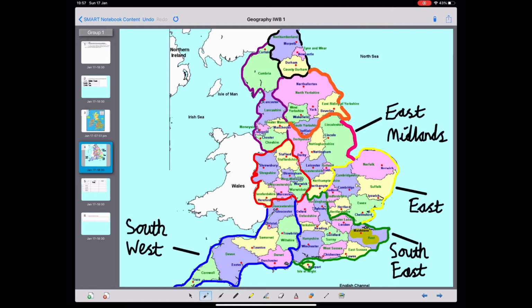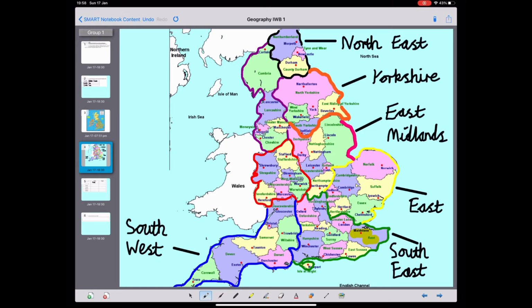Now above the East Midlands we're heading up into the north now. We're not right at the top, furthest north, but we are in Yorkshire. So above the East Midlands is Yorkshire. And above Yorkshire, we have the furthest northern point of England, and that's called the North East.